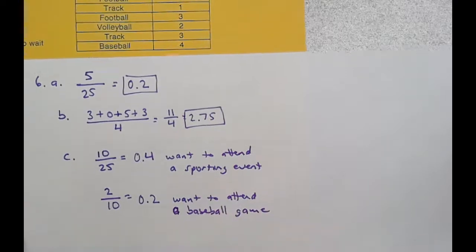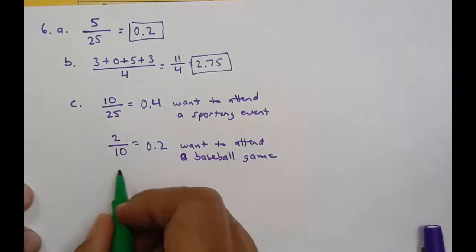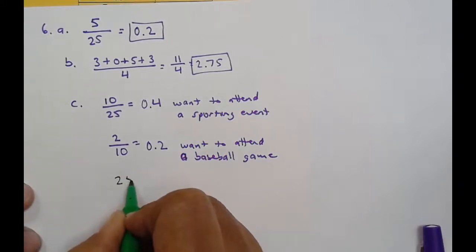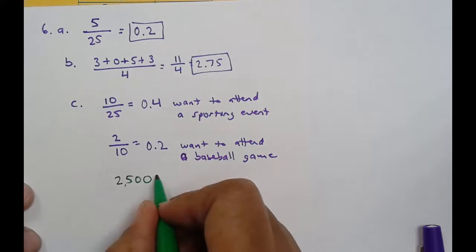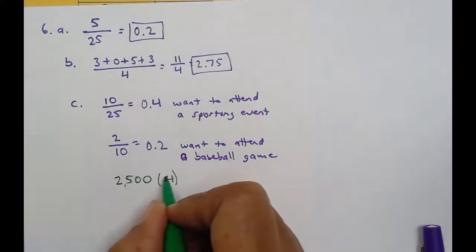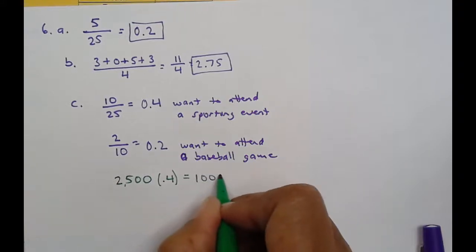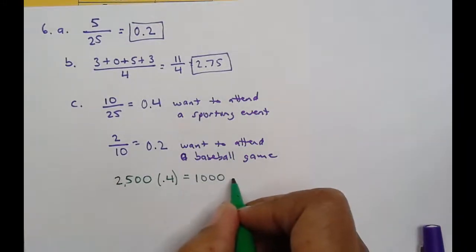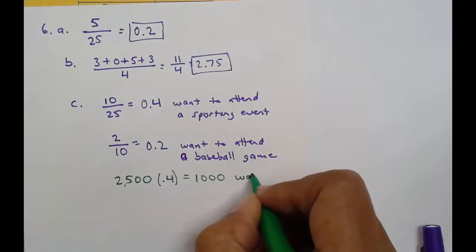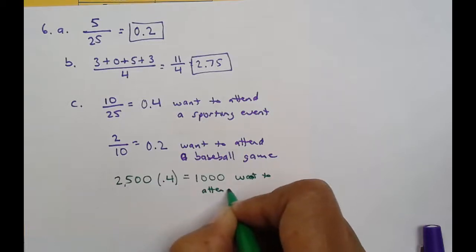Okay, so now we're going to generalize this to the whole school. So we're going to start off with the fact that there's 2,500 students, and we're going to say, well, what is 40% or 0.4 of those? So 2,500 times 0.4 gets us 1,000. So about 1,000 of the students are going to want to attend a sporting event.